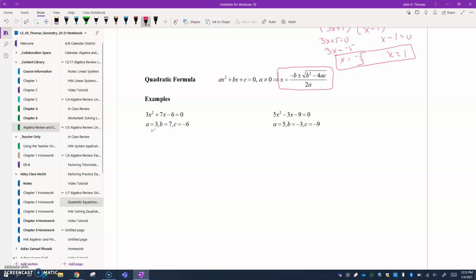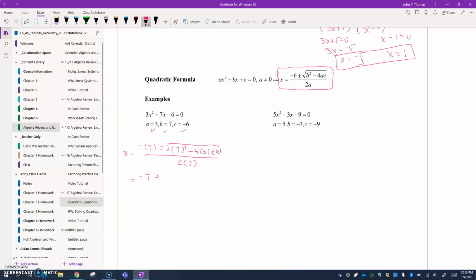So you notice we identified A was 3, B was 7, C was negative 6. So I'm going to get my quadratic formula template ready to go. All right, and I always just structure this as a blank template, and then I drop my values in. So B is going to be 7. So I've got a 7 there and there. A is 3. C is negative 6. So I go ahead and drop them in their appropriate spots.